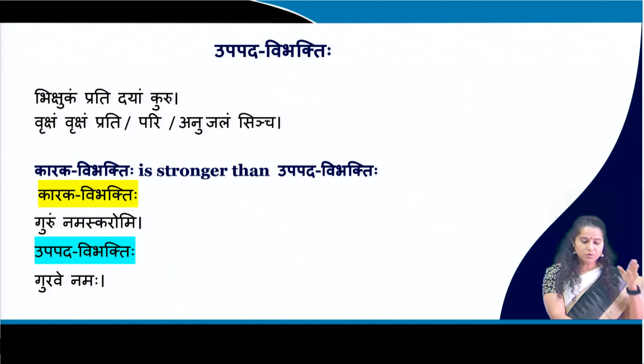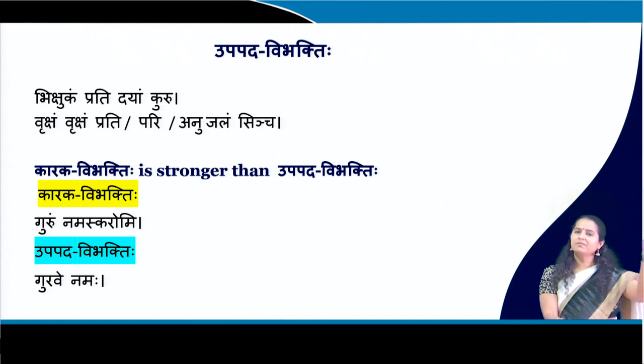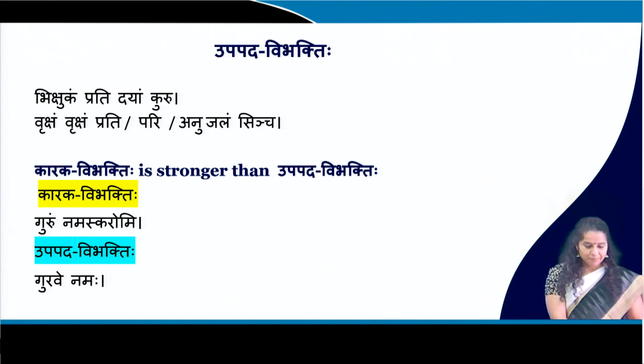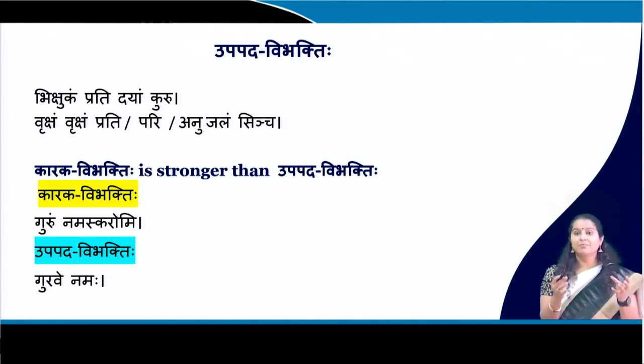Astu. Moving on, you have Vriksham Prati, towards every tree, or Pari, around every tree, or Anu, for every tree. Jalam Sincha, pour the water for all these trees. So it again is a Dvitiya Vibhakti, but not in the case of a Karaka Vibhakti. Now, if you have a sentence where you have the possibility of a Karaka Vibhakti and an Upapada Vibhakti, which one will you apply is a question.